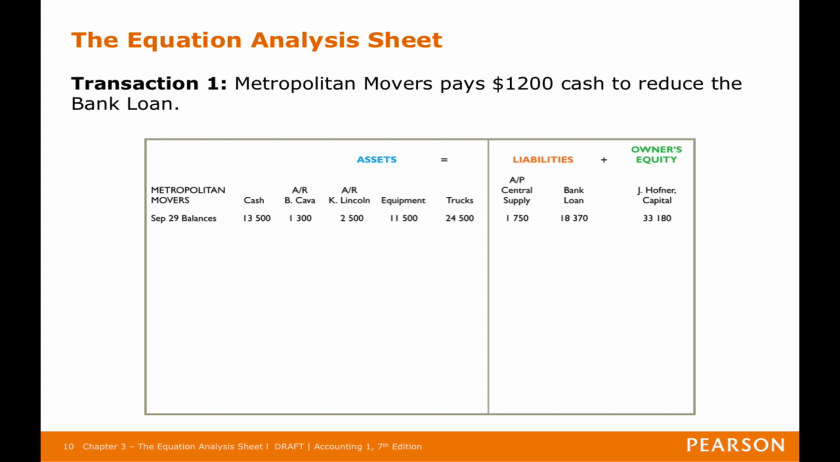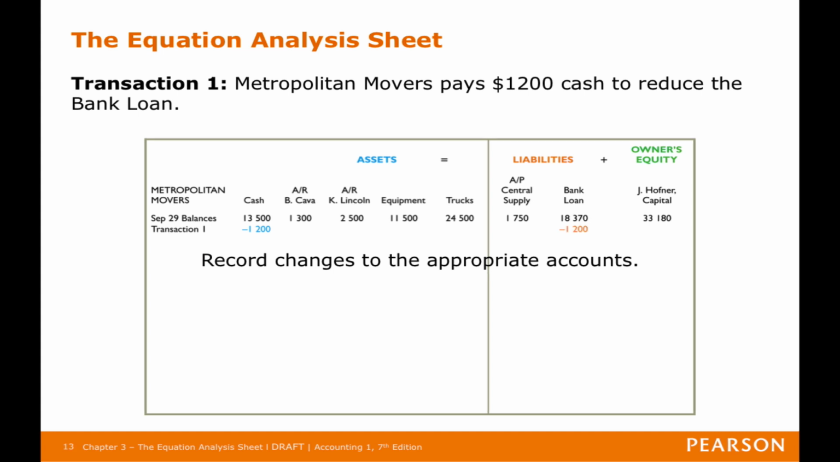Transaction 1, Metropolitan Movers pays $1,200 cash to reduce their bank loan. The first step is to record changes to the appropriate accounts. In this case, we're paying $1,200 cash, so our cash asset decreases by $1,200. And we're reducing our bank loan, the amount of liability that we owe to the bank, so our bank loan liability decreases by $1,200.